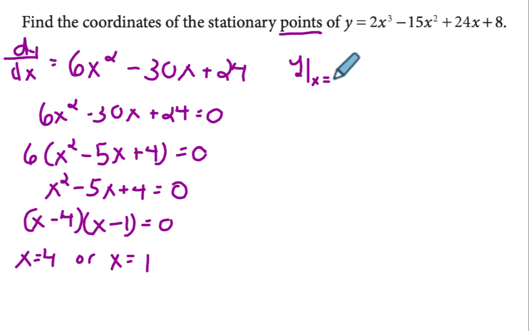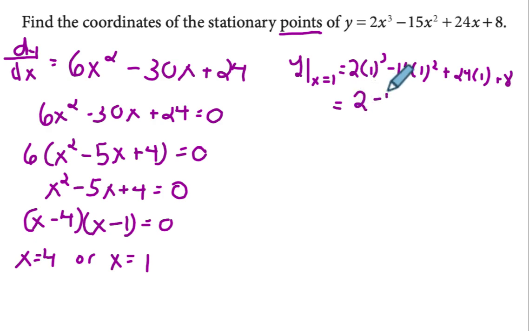So next, notice that the question asks to find the stationary points. So that means I need to find the y coordinates for each of these x values. So I'm going to start by plugging in x equals 1 into my original function, simplifying it down. And I find that y is equal to 19.